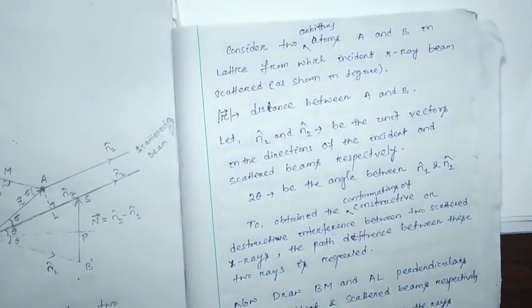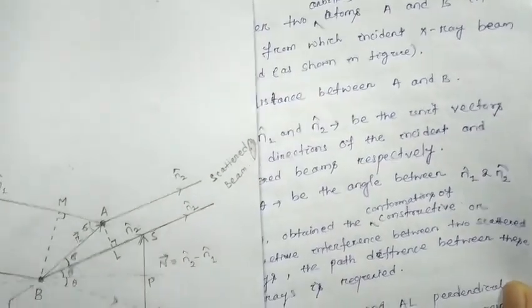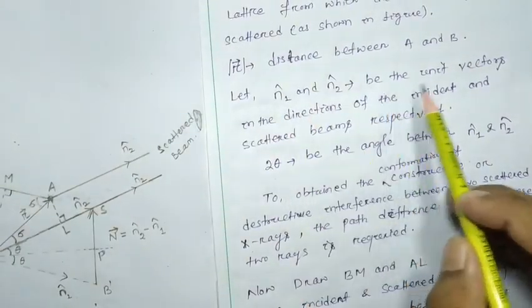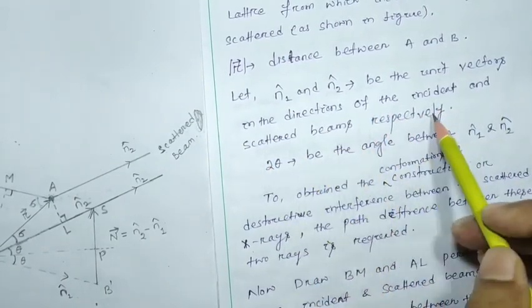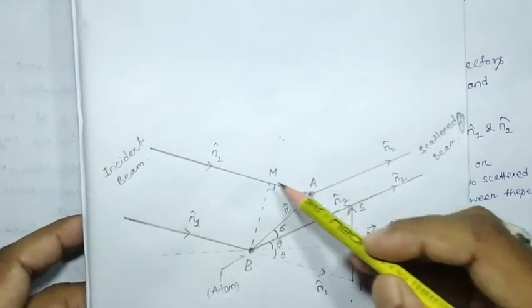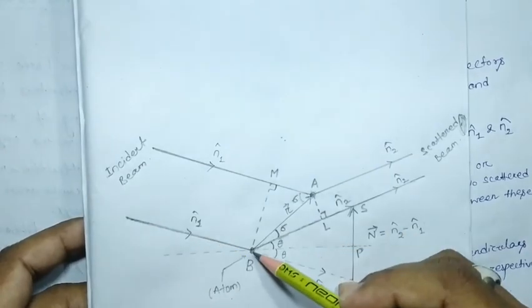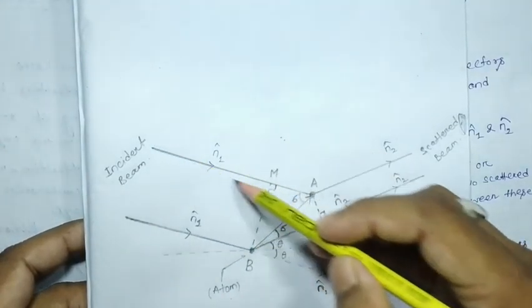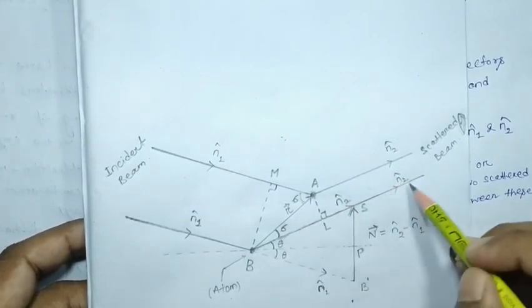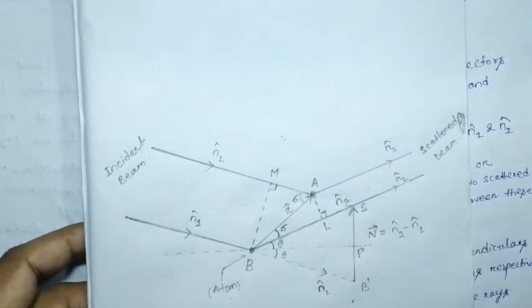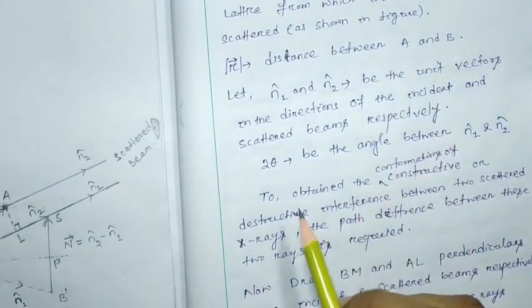Okay, I am going to do a small zoom now. Now here n1 and n2 are the unit vectors in the directions of the incident and scattered beams respectively. So this n1 cap represents the incident ray on atom B, this represents the incident ray on atom A, and this n2 cap represents the scattered beams respectively.